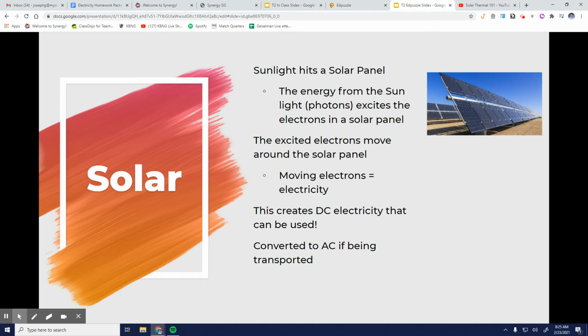So if we want to charge up a battery, or if we want to use it in a device, we can use it right there. If it needs to be shipped out, and if it's part of a solar farm that's collecting energy and being shipped to the grid, it needs to be converted into alternating current before it can be transported.